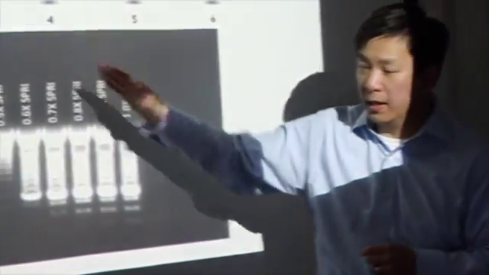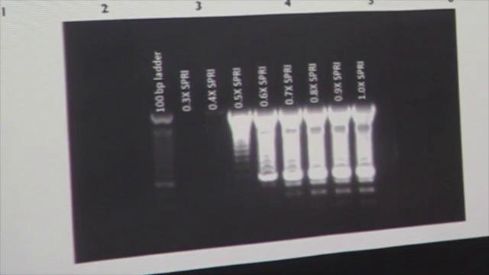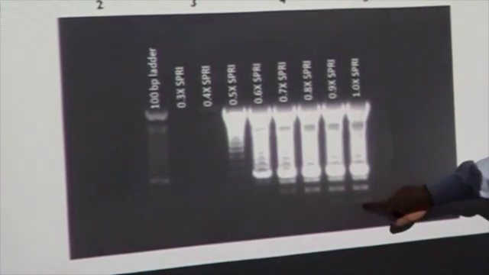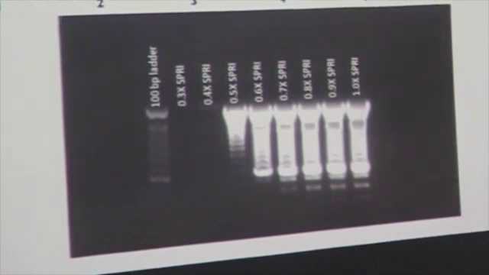The more SPRI beads you put in, it affects the ratio of some kind of ethanol isopropanol, similar to what you would do for Trizol precipitation of RNA, and that crashes the RNA or DNA onto the bead, which keeps it bound. So the more SPRI beads you add, the lower molecular weight stuff you can pick up.